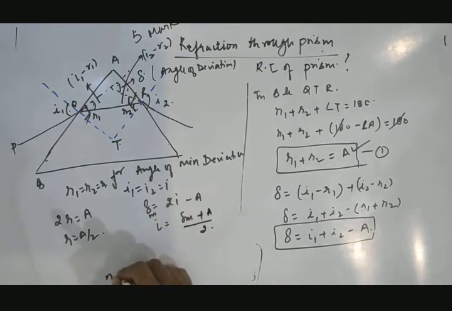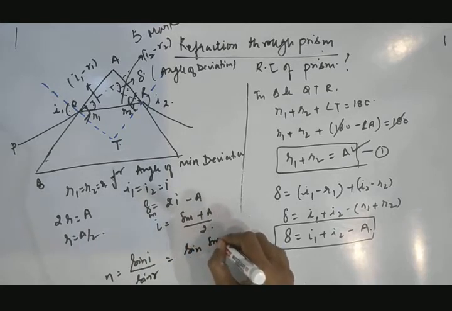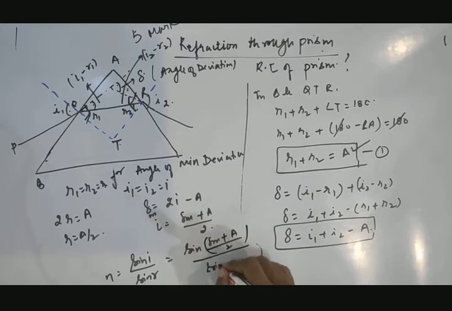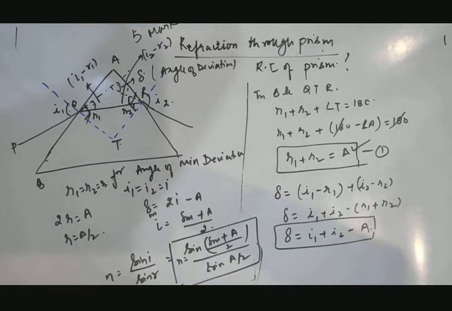And we know very well refractive index equals sin I upon sin R. So it is equal to sin of (delta minimum plus A) divided by 2, over sin A by 2. This represents the refractive index of the prism. Okay, this is how you need to proceed for calculating the refractive index.